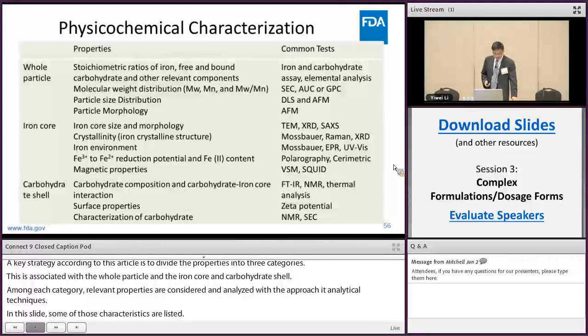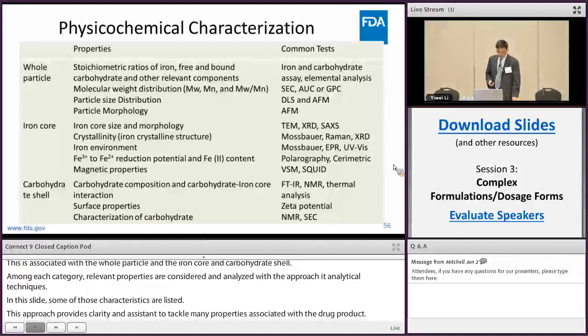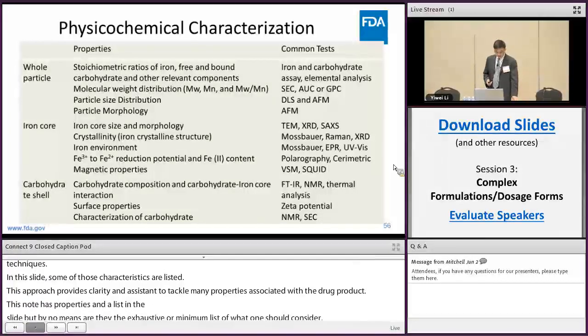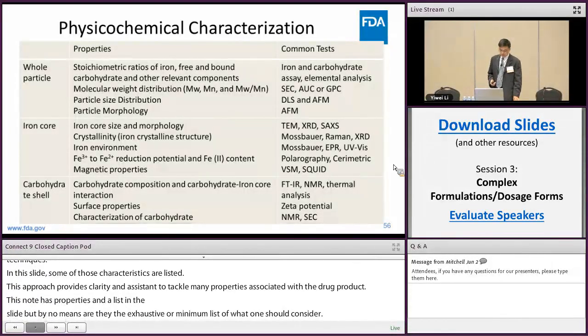Please note that the properties and tests I list in this slide are by no means the exhaustive or the minimum list of the properties one should consider. This is just a demonstration of the strategic approach that one can take. For each specific drug product, we recommend a risk-based design of experiments.